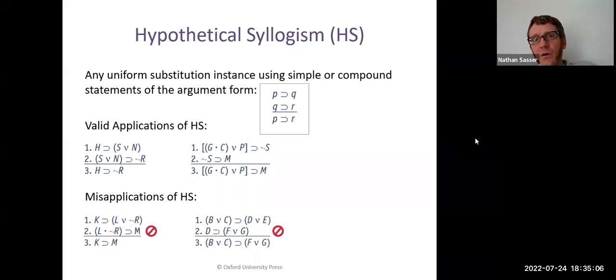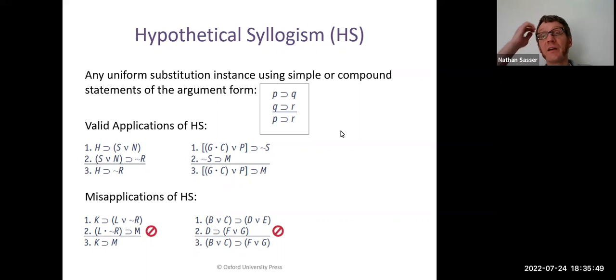Okay, we're going to continue our study of the implication rules, the first set of implication rules with hypothetical syllogism. So the form of a hypothetical syllogism is if P, then Q. If Q, then R. Therefore, if P, then R. Notice that the first conditional here, the consequent of it is the antecedent of the second conditional premise. And the conclusion goes from the antecedent of that very first conditional to the consequent of the second conditional.